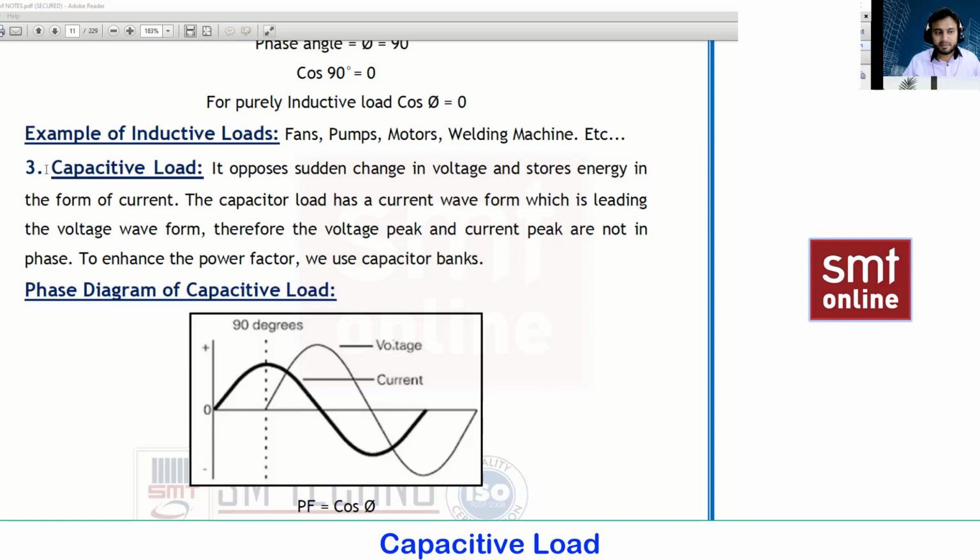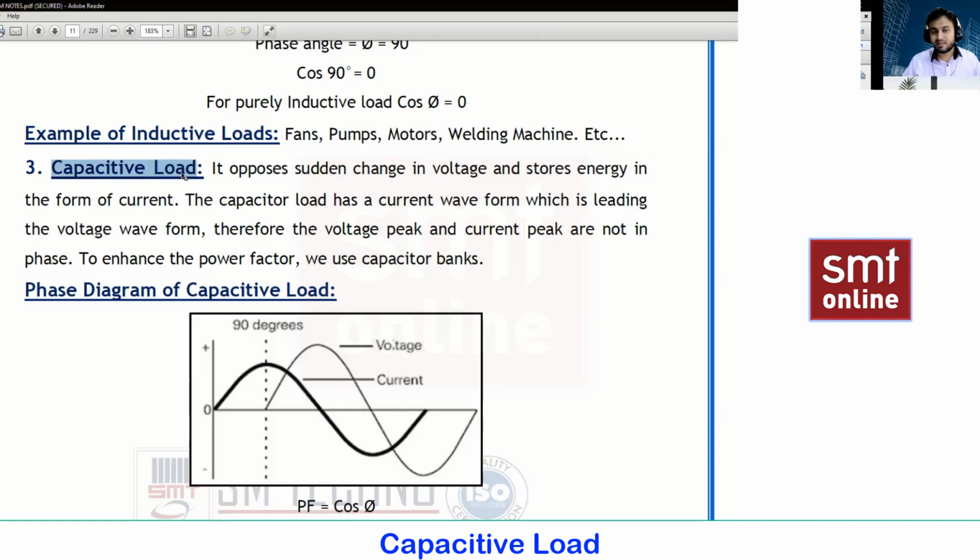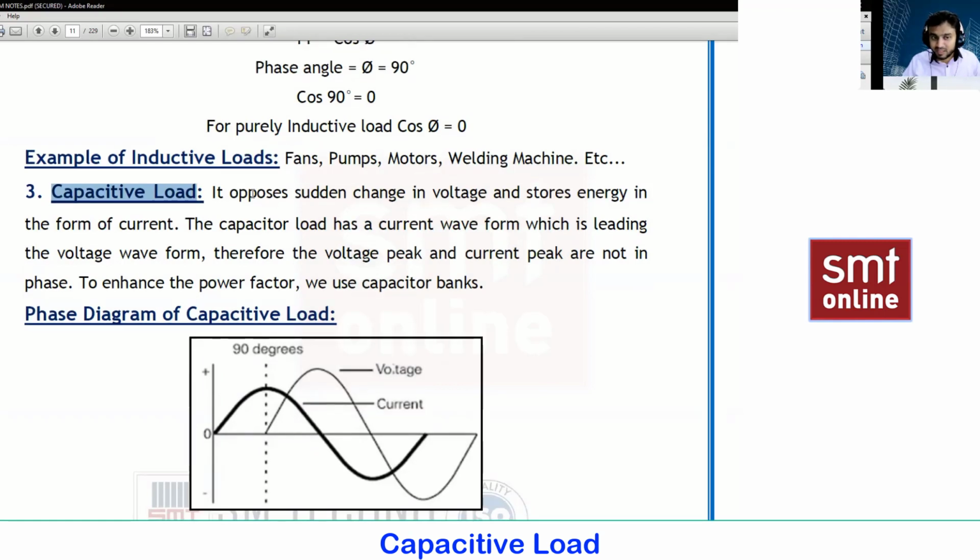Next, talking about your capacitive load. What is meant by capacitive load? This is totally reverse of your inductive load. So here what is happening? It opposes a sudden change in voltage and stores energy in the form of current. Okay, it is totally reverse.